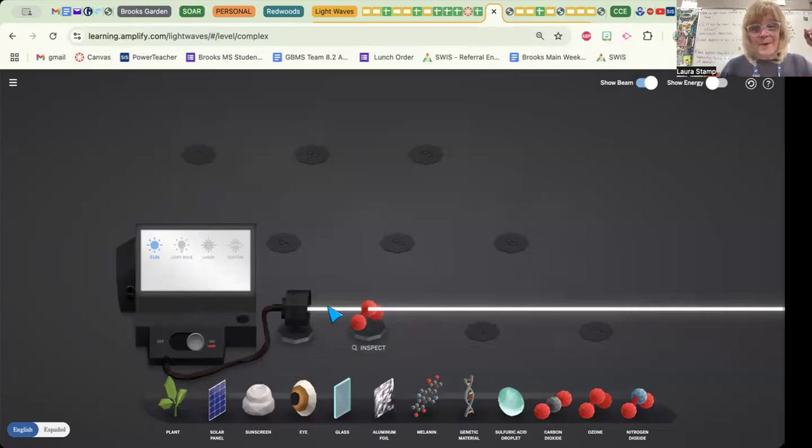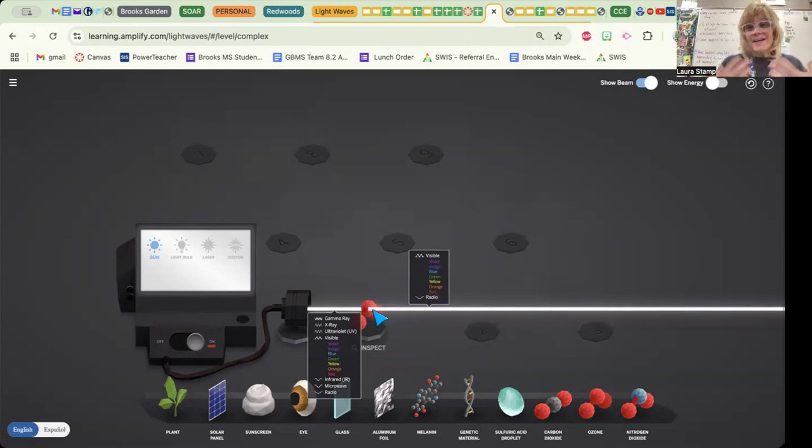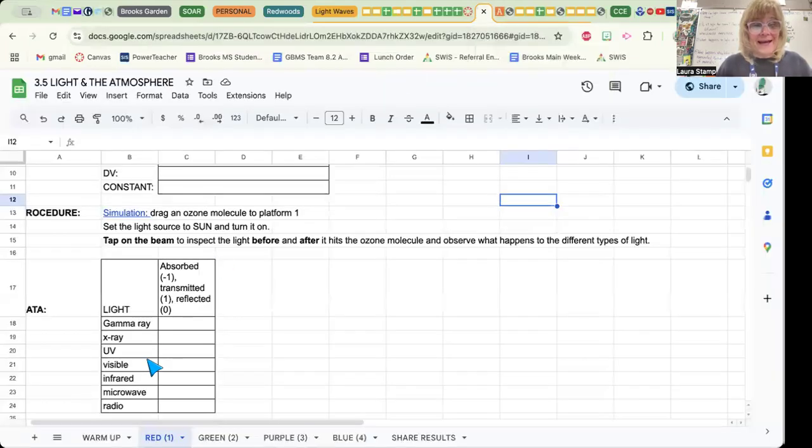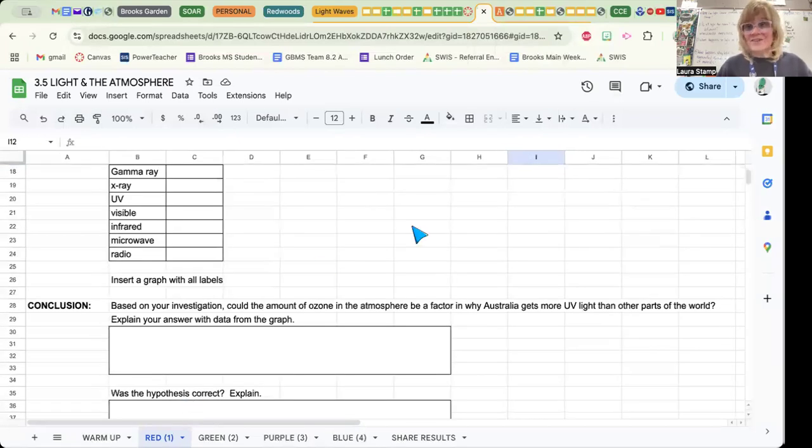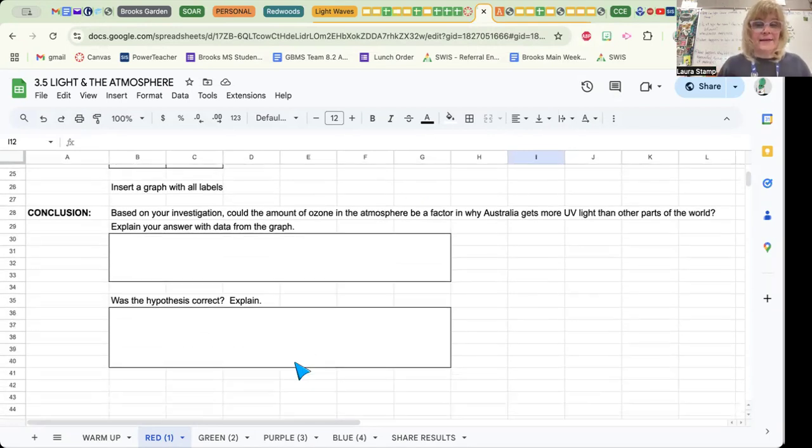And today you tap on the beam before. This is what sunlight is made of. And then after. These are the only ones that exist after. So what happened to that light? What happened here? Was it reflected? What was transmitted? What was absorbed? And you will fill that in here using these numbers on this data table. Insert a graph, label it, put a title on it, and then answer this question and look back at the hypothesis to see if it was correct.